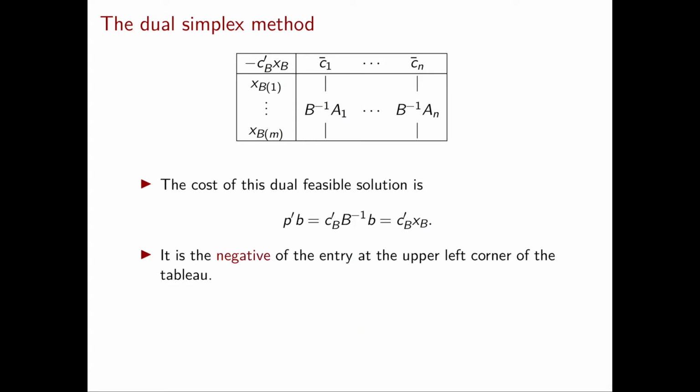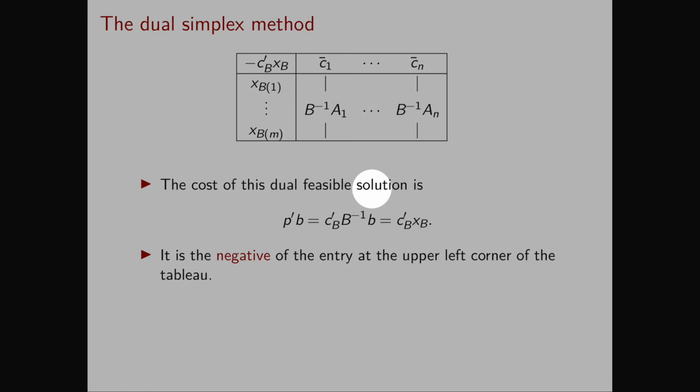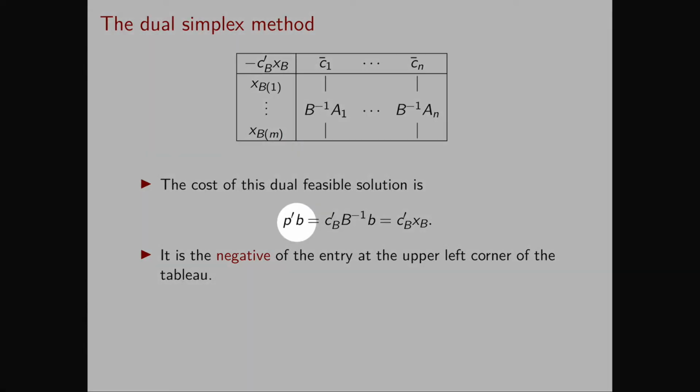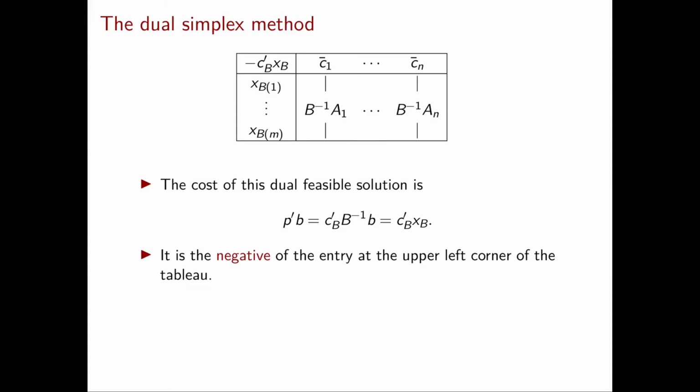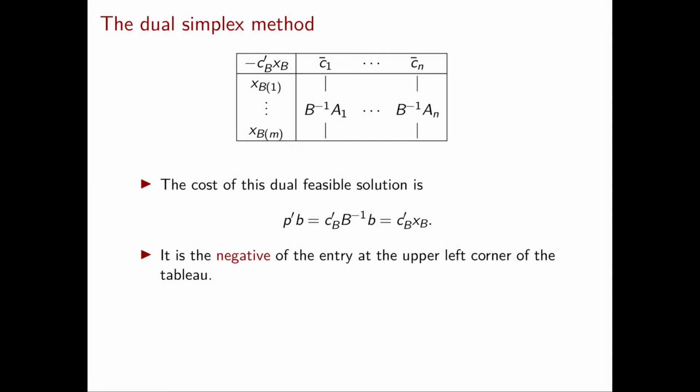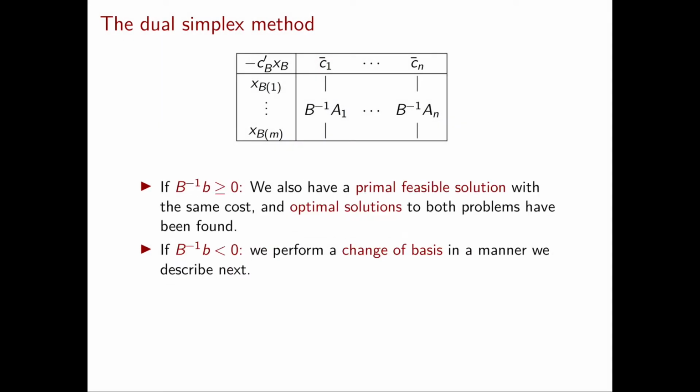Now we can look at the cost of our dual feasible solution. This is p transpose b, and by replacing p with c_B B inverse, we obtain that the cost is c_B transposed B inverse b, and now we can replace B inverse b with x_B, and we obtain that the cost is c_B transposed x_B. So the cost of our dual feasible solution is the negative of the entry at the upper left corner of the tableau. Now consider two separate cases.